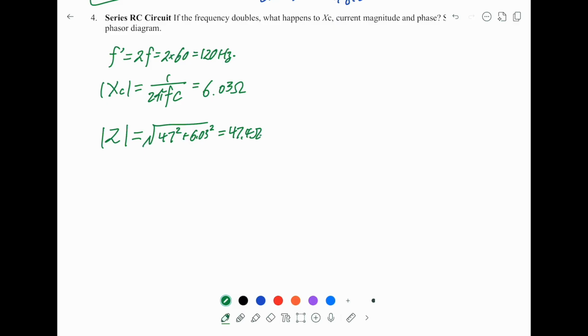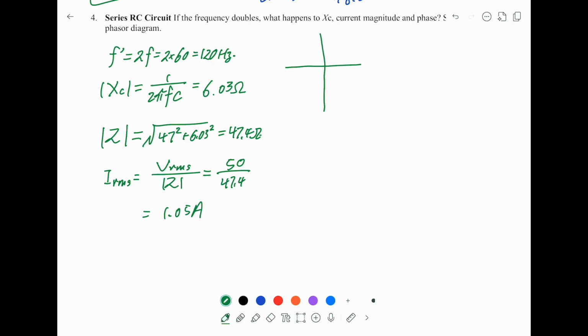And now, because the complex impedance becomes less, the root mean square value of the current, with this being the complex impedance, is 50 over 47.4, and you will find 1.05 ampere.